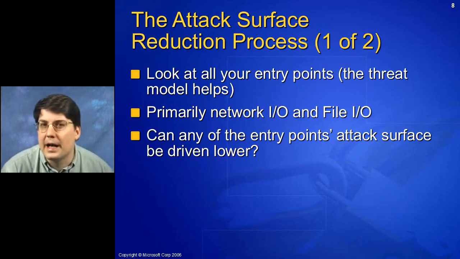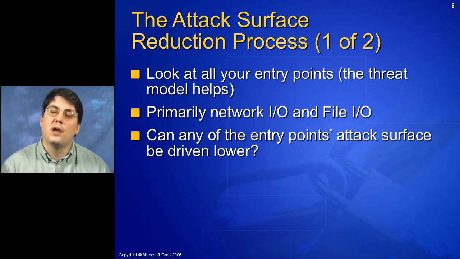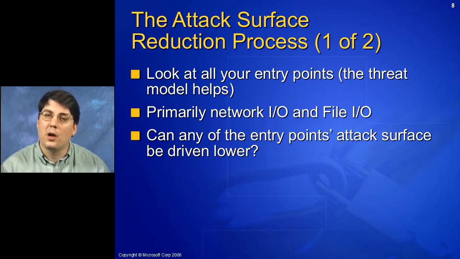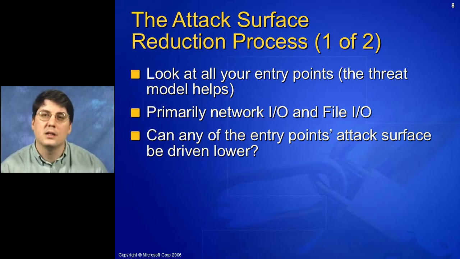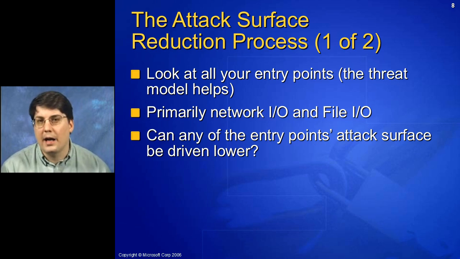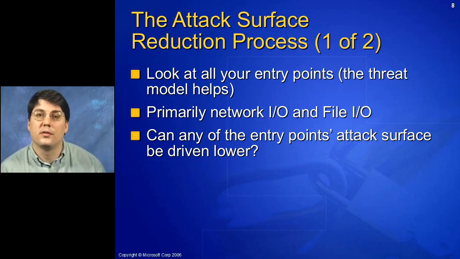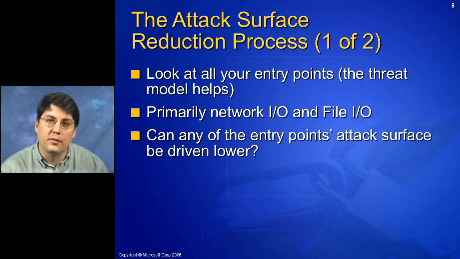Now, if you think about attack surface reduction, what you want to look at is your entry points. If you've got a threat model, the threat model should list all of the entry points, and it is the number of entry points that you want to restrict. Primarily, we're talking about network I/O and file I/O, the places where an intruder might be able to give data to your program to trigger a buffer overflow or trigger an integer overflow. Any of the vulnerabilities in your code, this is where you want to concentrate.